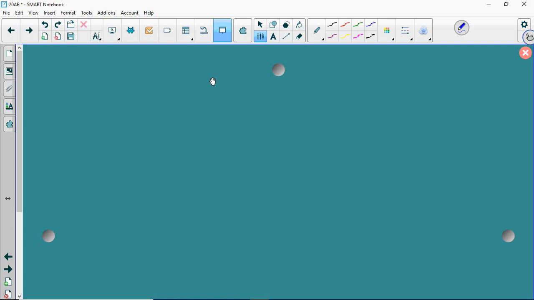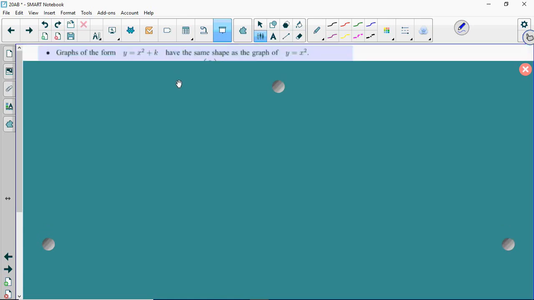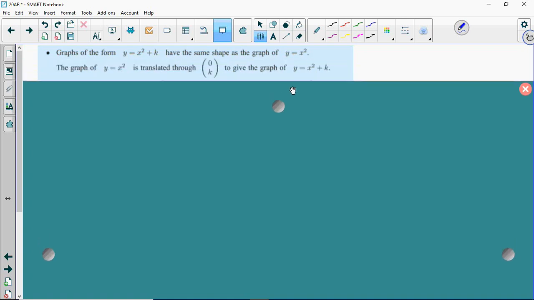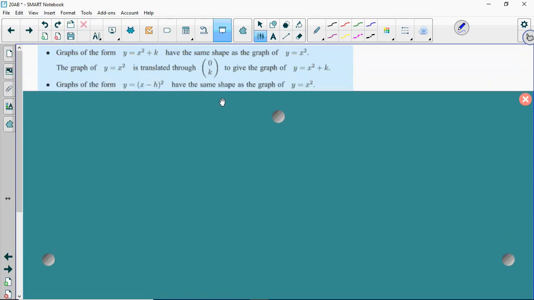So we're transforming y equals x squared. So we're just going to think about how this is going to change. Let's talk about x squared plus k. It's going to have the same basic shape as x squared. What's the only difference? It's just moved up, right? So this is a translation where it's been moved up k units if k is positive, or down k units if k is negative.